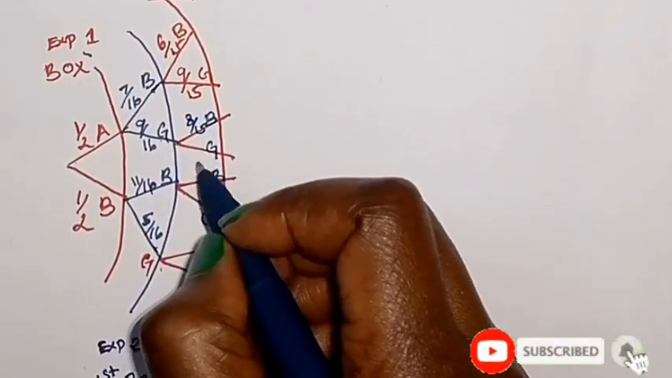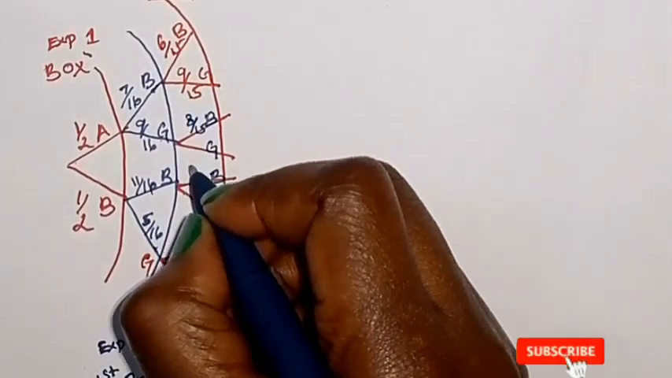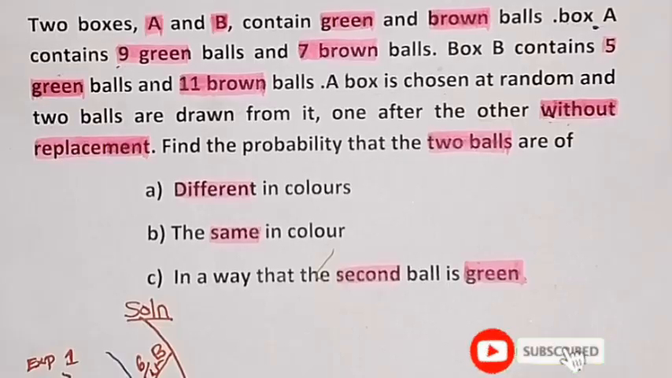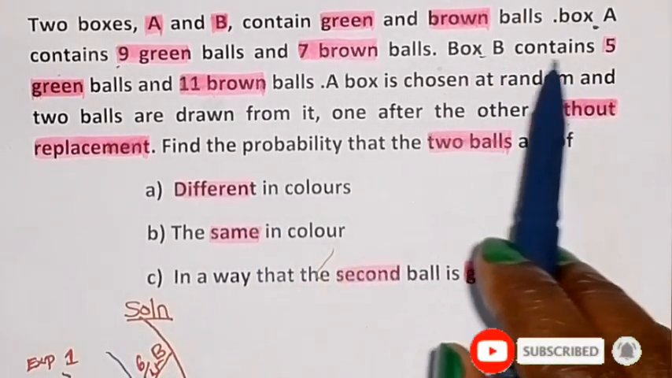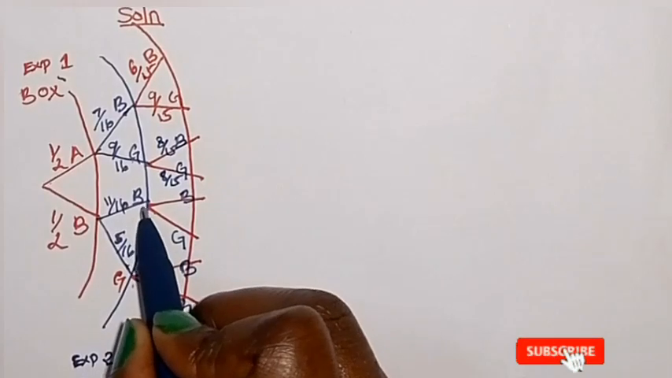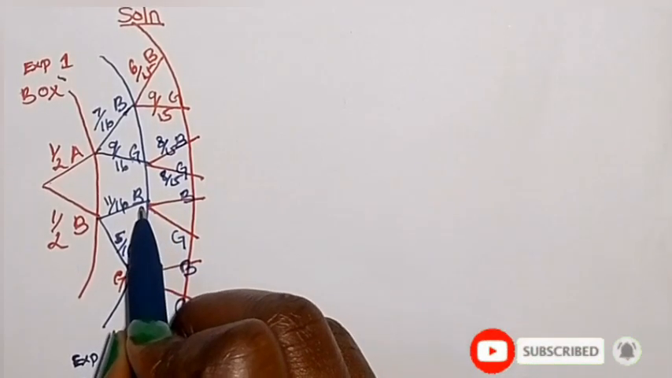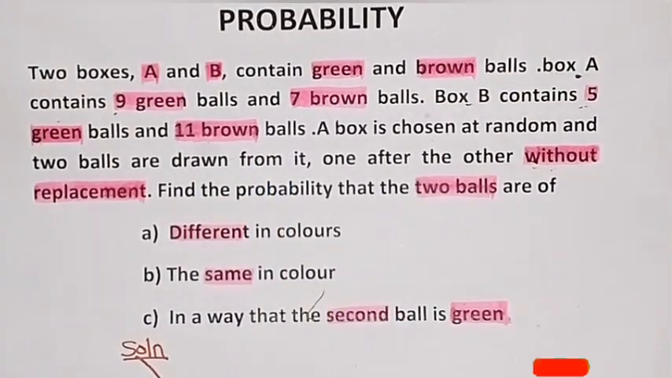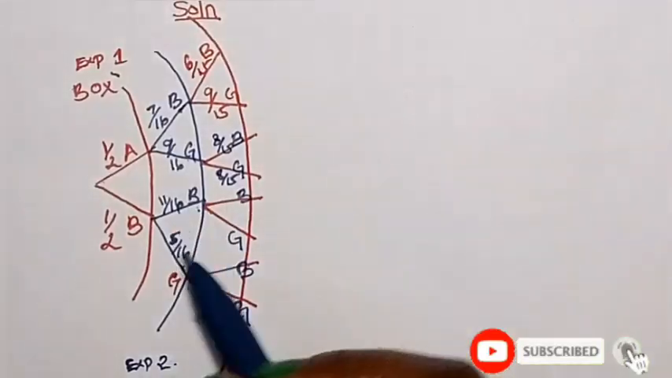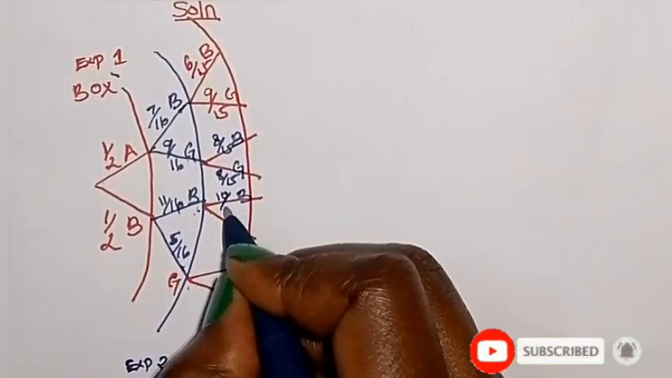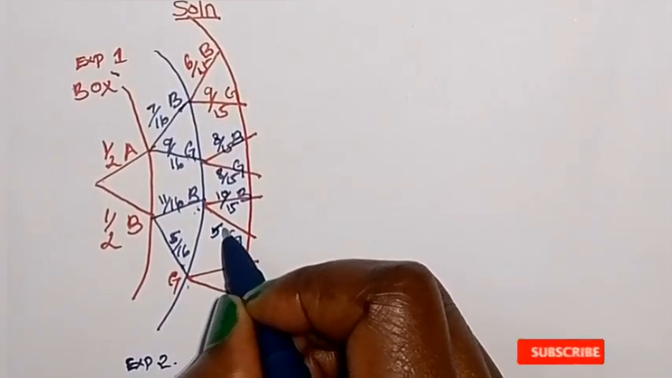Green and green again, we have 8 over 15. For the second box, the box B, we have 5 green balls and 11 brown balls. So if we picked a brown ball in the first picking, then the 11 brown balls are no longer 11 and the total possibility is no longer 16. So we shall have brown balls reduced by 1, that is 10 over 15. And these ones were not touched, so they remain as 5 over 15.